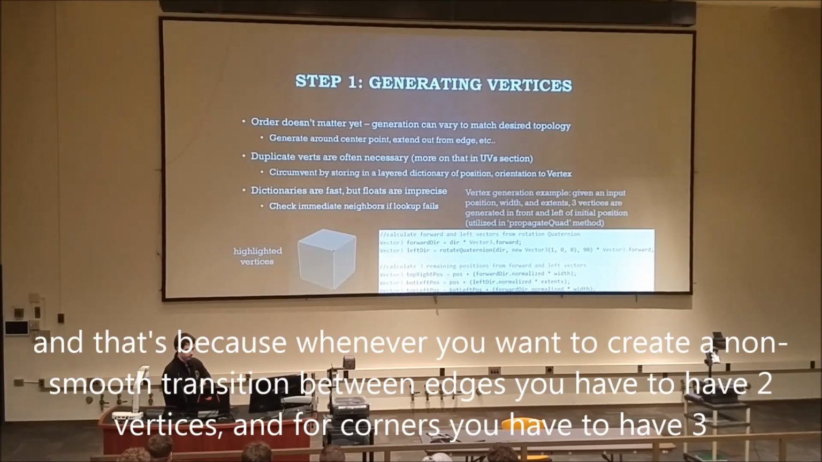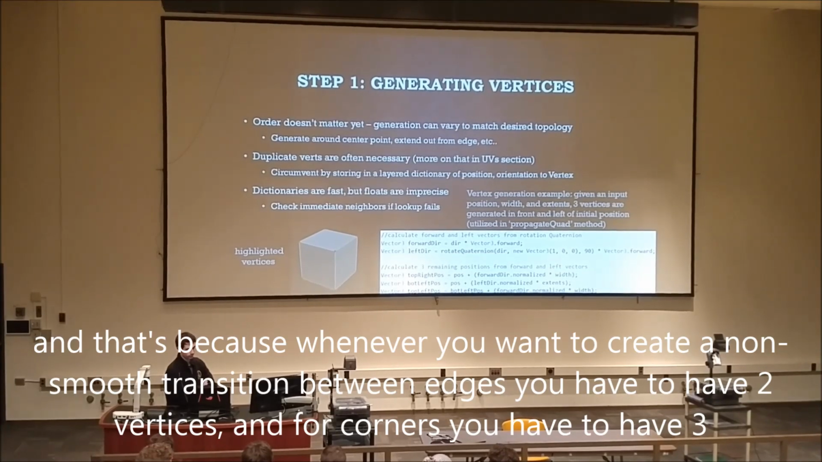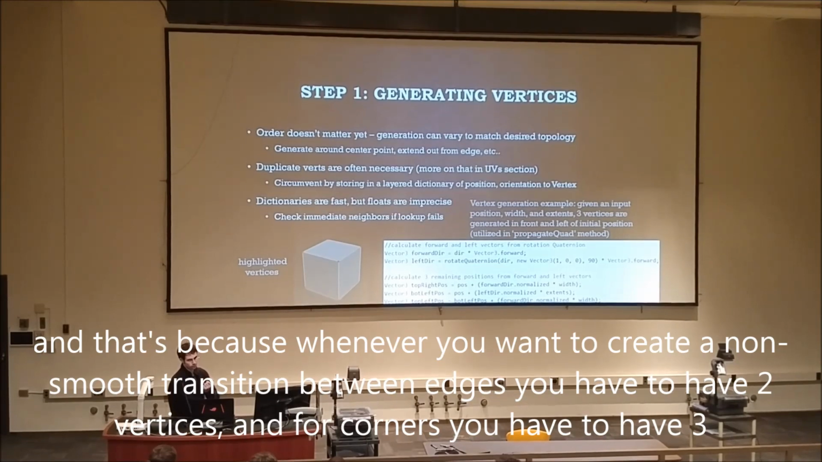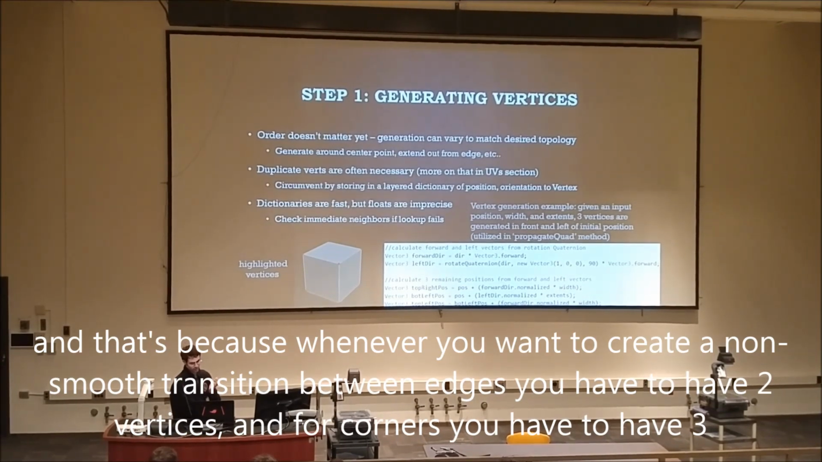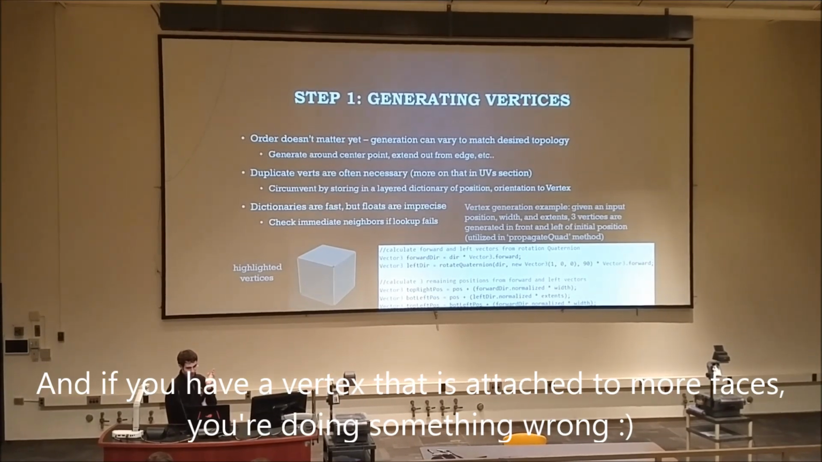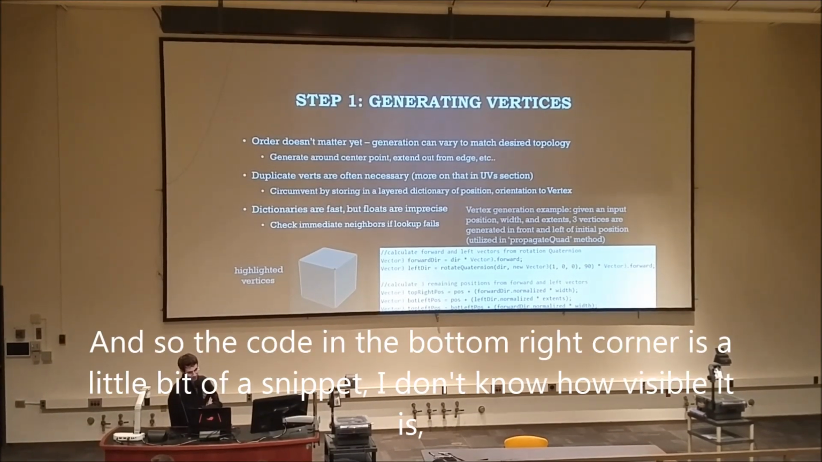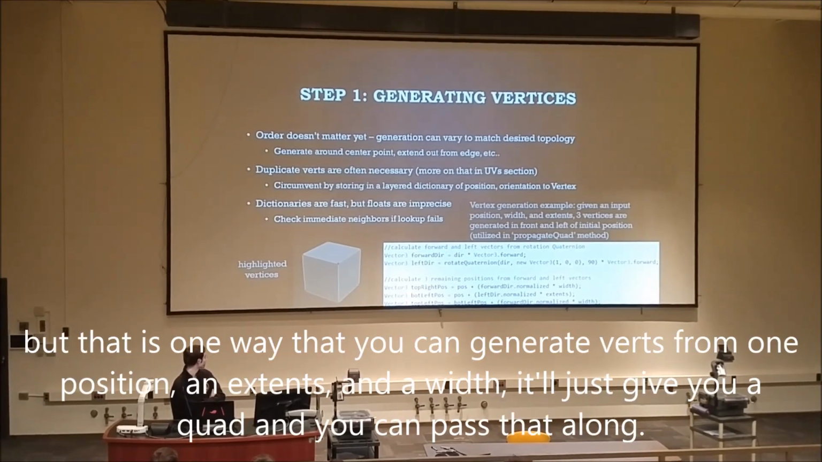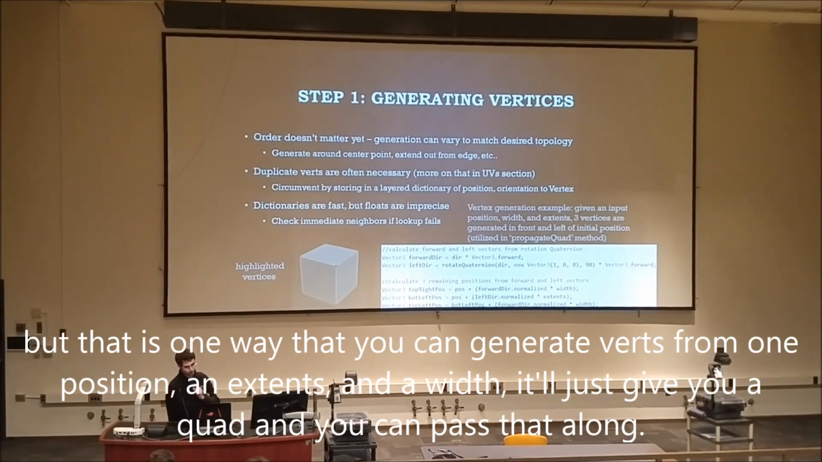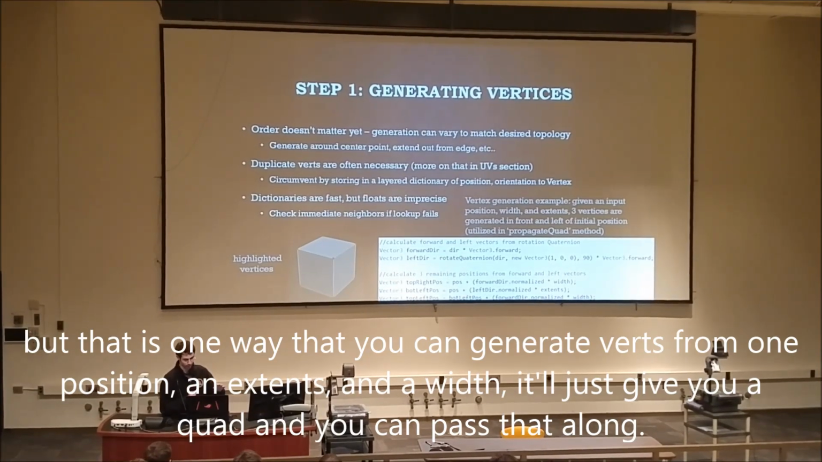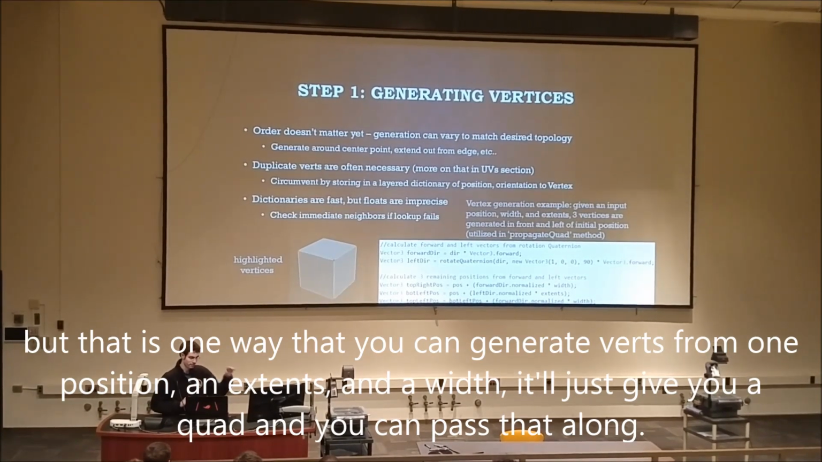And that's because for every non-smooth condition between edges, you're going to have 2 vertices. We'll talk about this. And for every corner, you'll need 3. And if you have a vertex that's touching 4 bases... So this code in the bottom right corner is one way that you can generate verts from one position, and then extents and a width. It'll just give you a quad and you can pass that along.